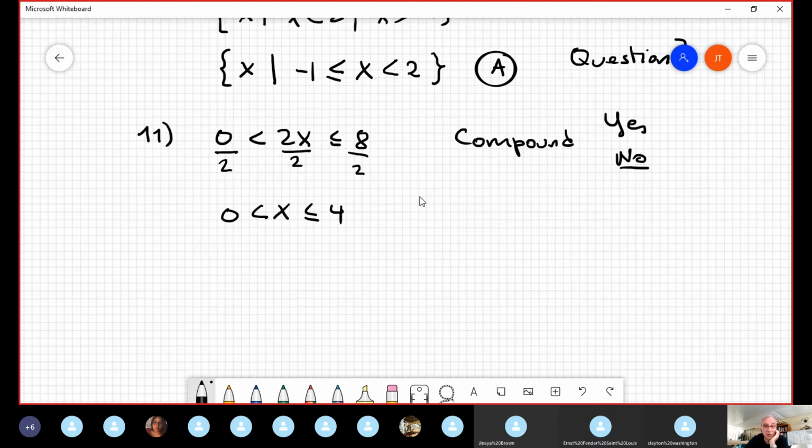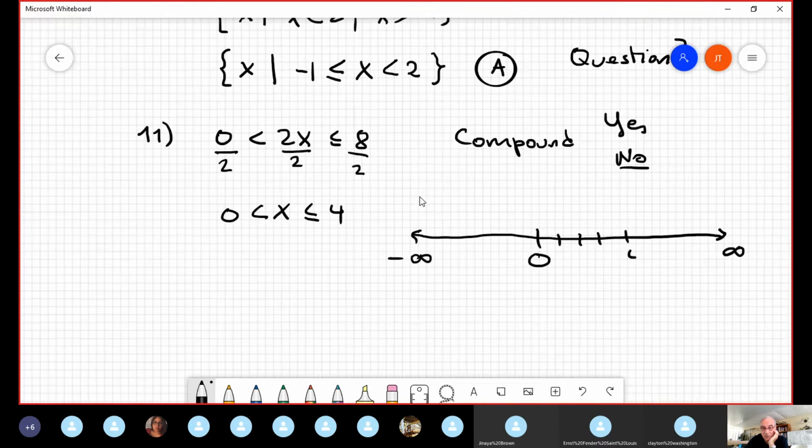They want more. They want you to express it graphically, no? This is the real number line. It's a 0 here in the middle. 1, 2, 3, and 4. It's an interval between 0 and 4. Let me highlight using one color. But do not include 0 because it's not equal here. And include 4, bracket.